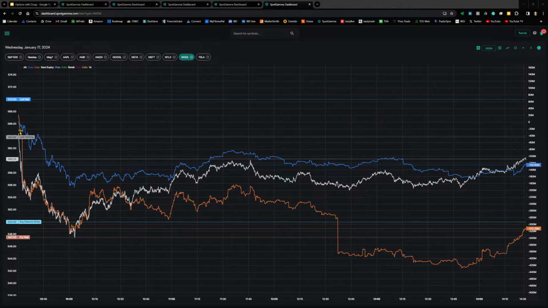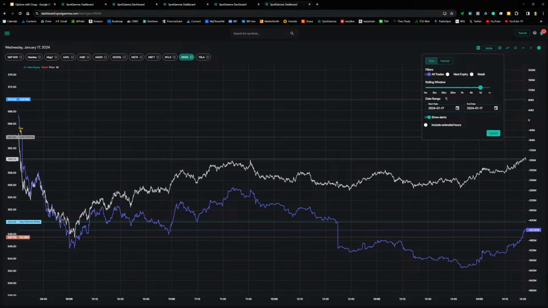Let's just take a look at the total signal. You can see the shift a little bit more clearly here. Traders start buying calls, taking positive delta positions.